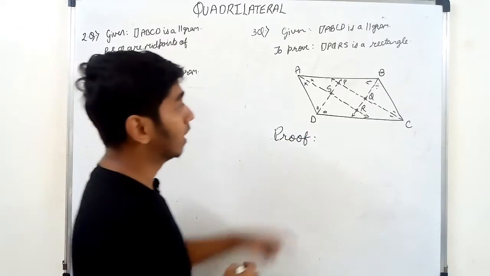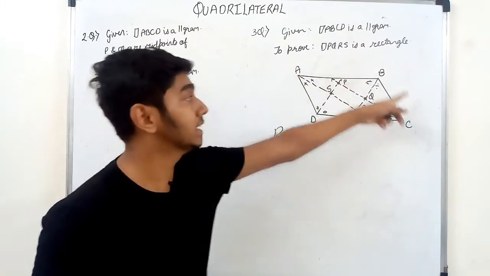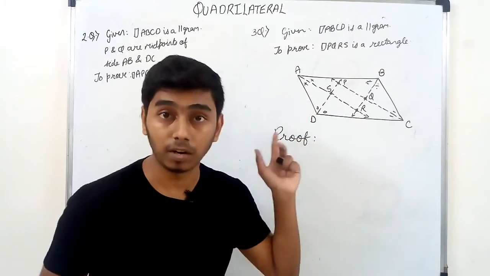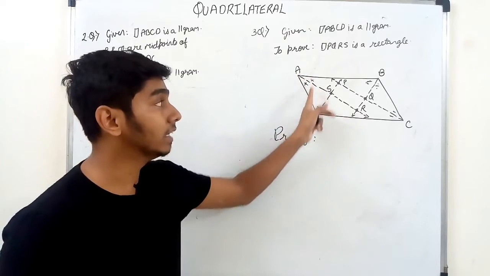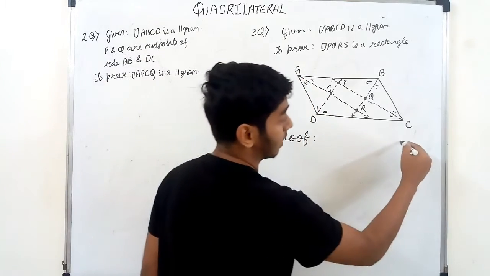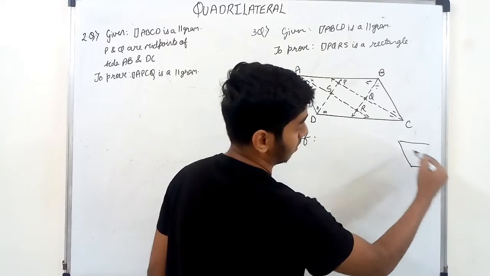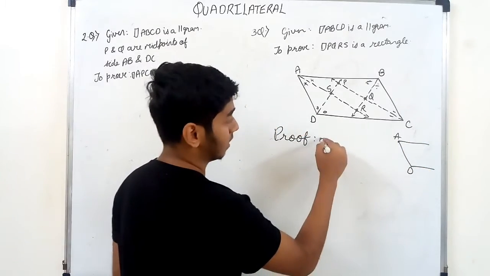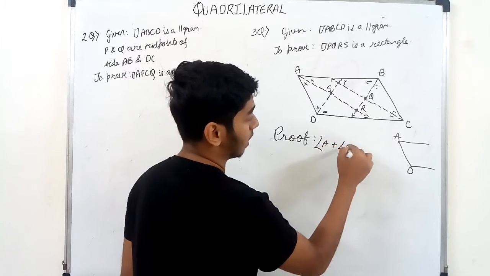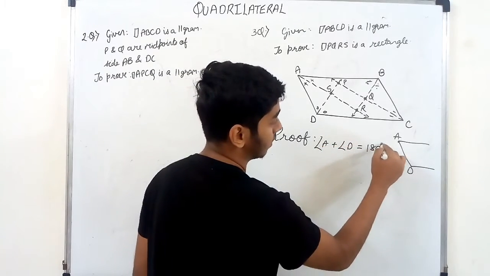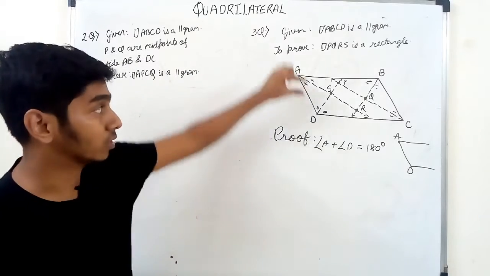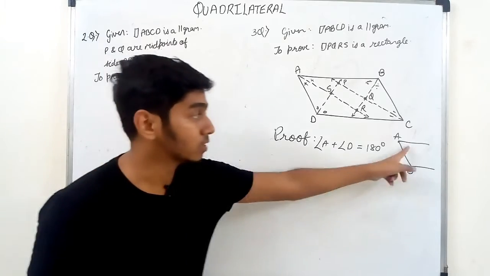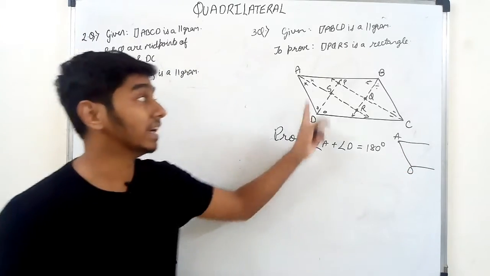Okay, now can we say ABCD, what is it? It's a parallelogram. So if it is a parallelogram, can we say that interior angles are supplementary? This is A and this is D. So can we say angle A plus angle D equal to 180 degrees? Yes or no? So this angle plus this angle is equal to 180 degrees. Why? Because interior angles.